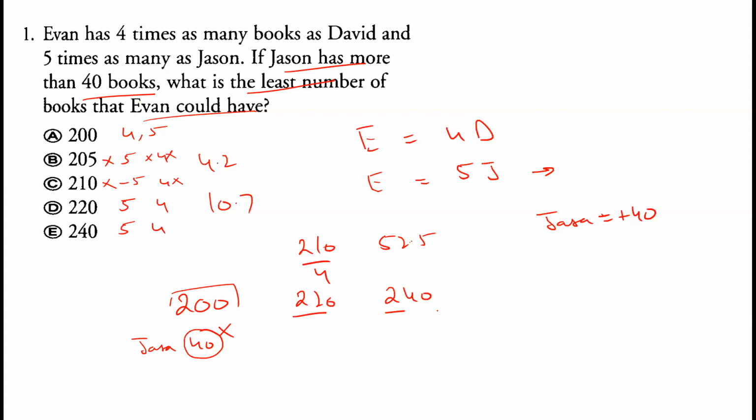So it can be either 220 or 240. But we need to find the least number of books Evan can have. Out of 220 and 240, 220 is the smaller number. So 220 is the right answer.